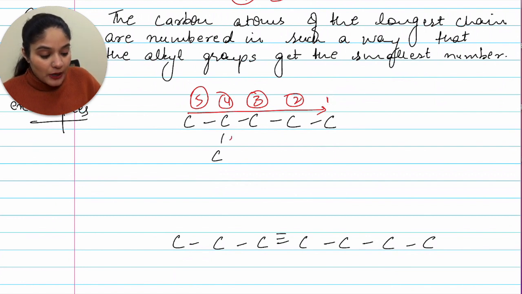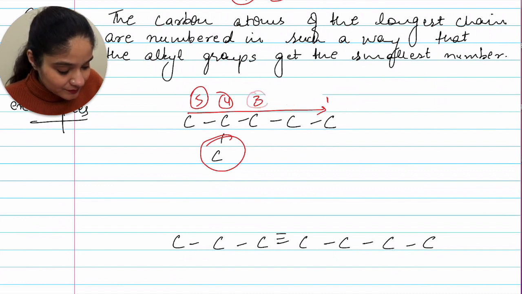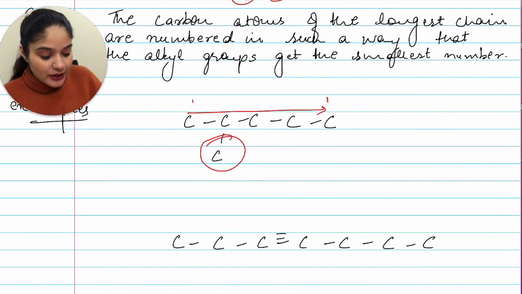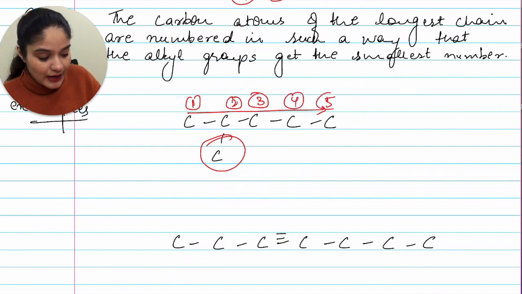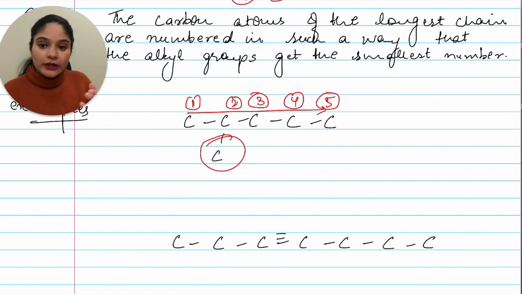Now this branched chain of C is closer from the left side, so I will number it from the left side. Simple. So let's get rid of the numbers: 1, 2, 3, 4 and a 5. Okay, so this is the way you will number it. Now how do we identify?